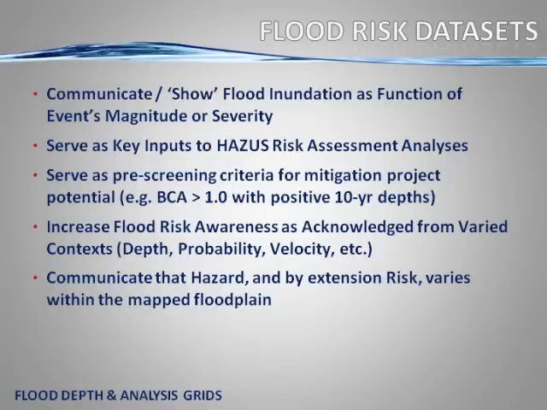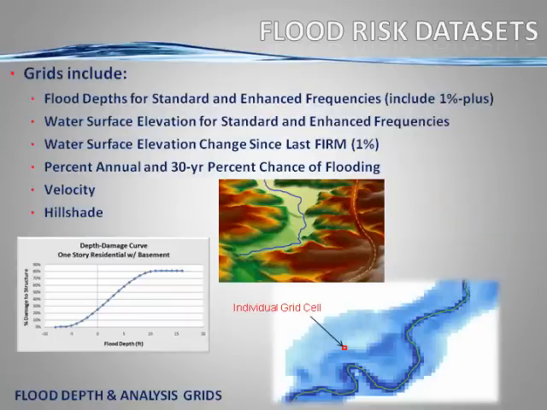Increase flood risk awareness as acknowledged from varied context: depth, probability, velocity. And to communicate that hazard, which is why we're here, is the most important thing. Communicate the hazard in a mapped floodplain. So you may have a V zone. Why is it a V zone? How deep will it be? Will my house be inundated during a certain storm event?